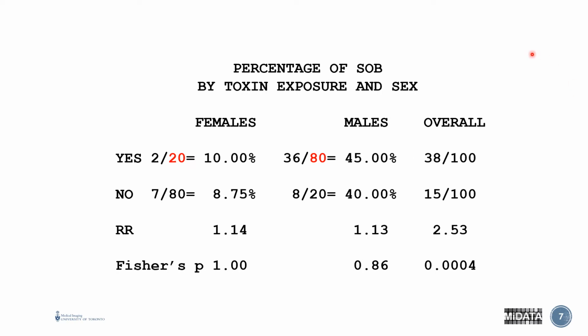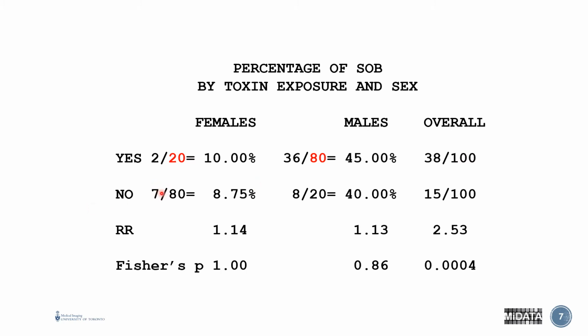So let's have a look at the percentage of SOB by toxin exposure and sex. Here you have females, here you have males. You have 2 out of 20, so 10% of females, 36 out of 80, so 45% of males, right? Overall, when you combine them, it's 38 out of 100.